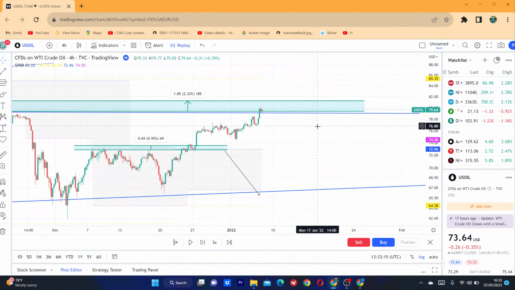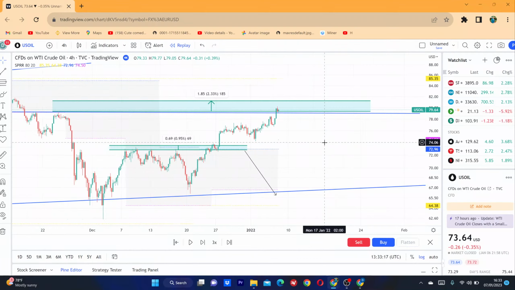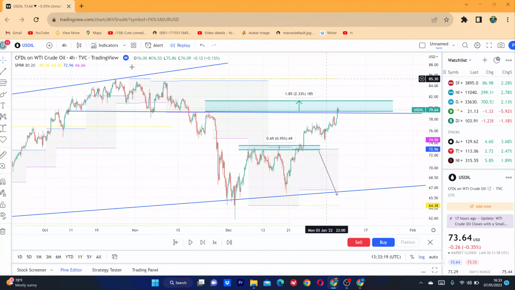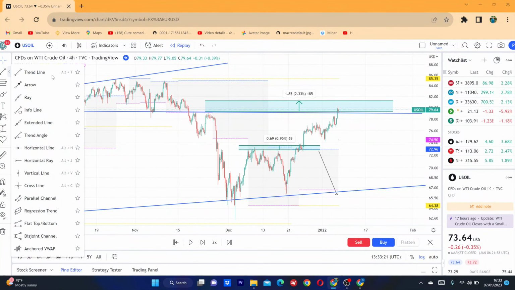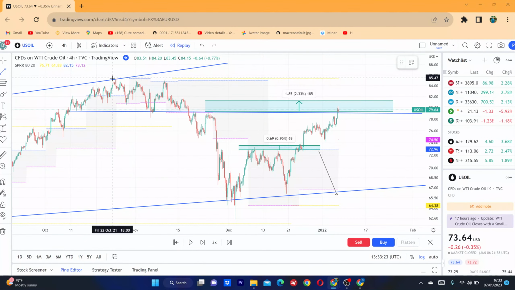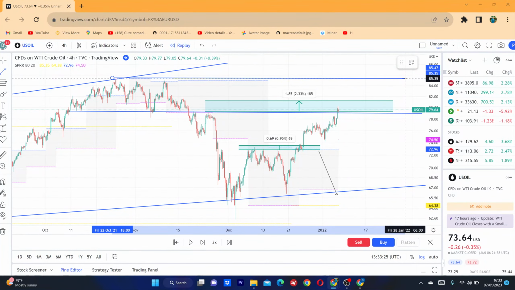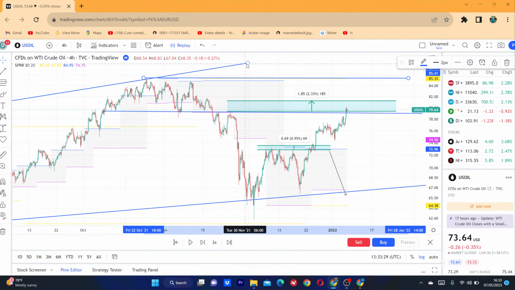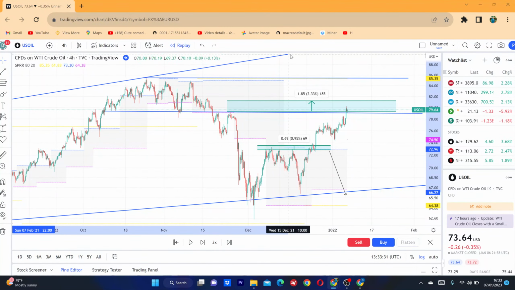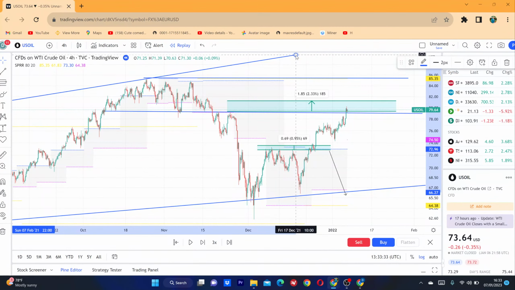Let's see whether the market is going to break this point, and when it breaks that area, which area is it going to touch? The top one, the first resistance. But remember, we are also on the trend. Our major trend is this line. So in case it reaches this point, maybe it's going to go above that way.